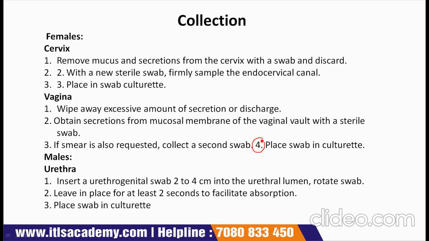Next we are going to see, in the case of males, how the sample is collected. So in the case of males, it is collected from urethra. First point is, insert a urethro-genital swab 2 to 4 cm into the urethral lumen and rotate swab. Second point is, leave in place for at least 2 seconds to facilitate absorption. Third point is, place swab in culturette.